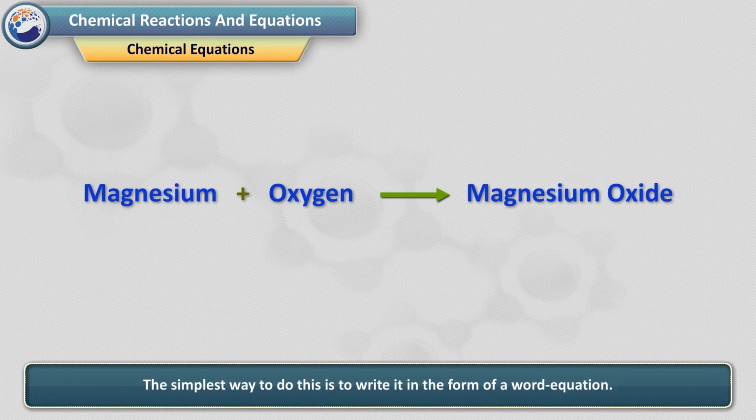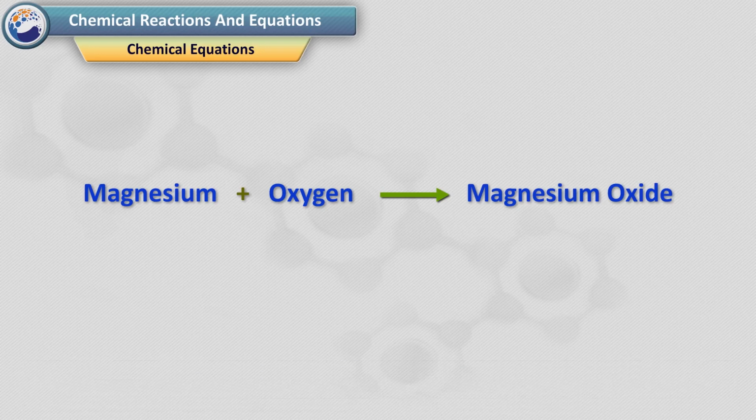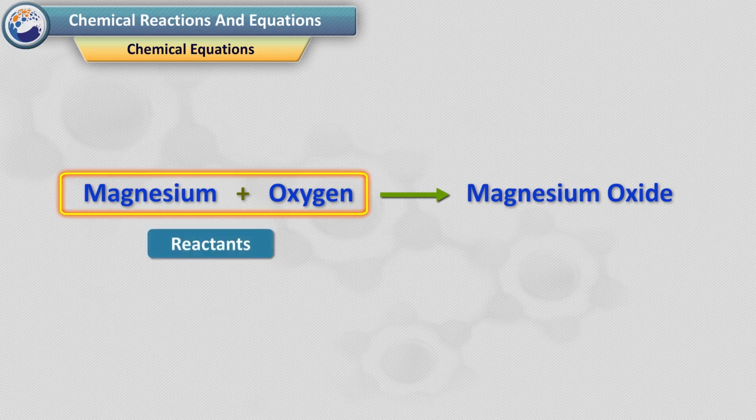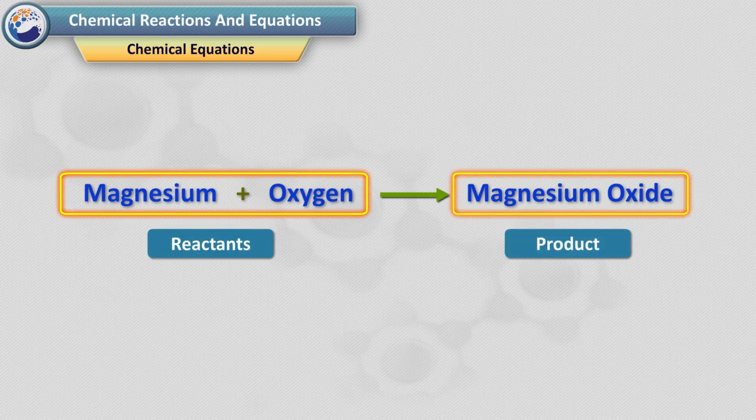The simplest way to do this is to write it in the form of a word equation. The word equation for the above reaction would be: magnesium plus oxygen gives magnesium oxide. The substances that undergo chemical change in the reaction, magnesium and oxygen, are the reactants. The new substance, magnesium oxide, formed during the reaction, is the product.